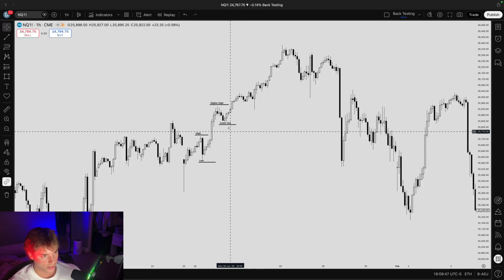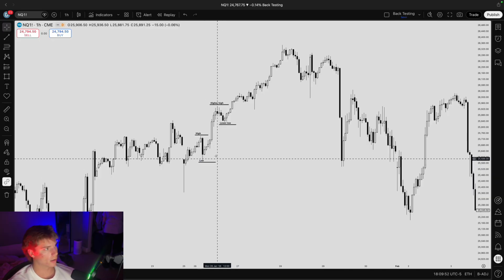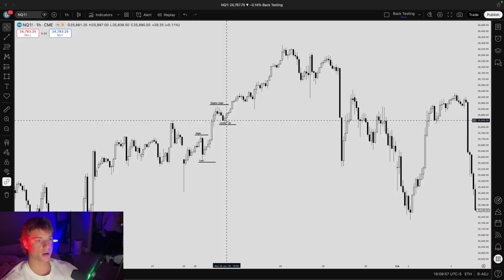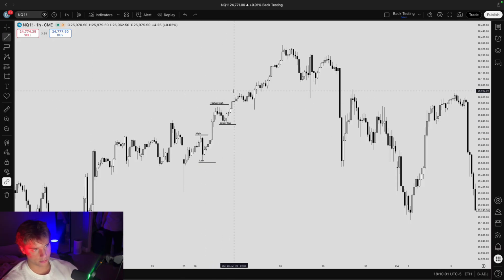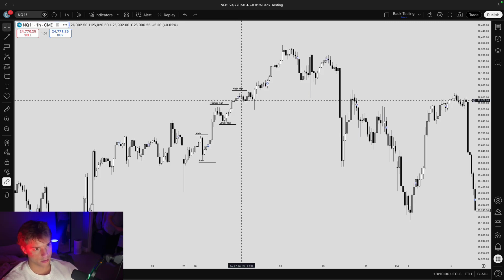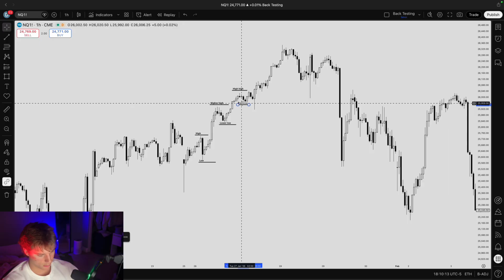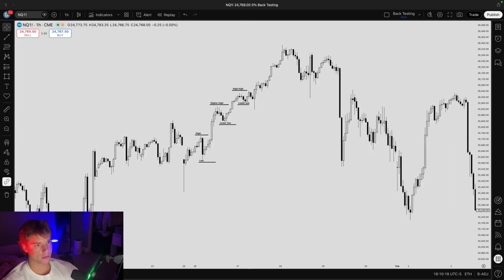Now, we have the next low created, and it's going to be a higher low, confirming a bullish trend in market structure. And as you can see, this continues up, how we create another higher high right here, and then the next low is going to be right here. So that's a walkthrough of a bullish trend.